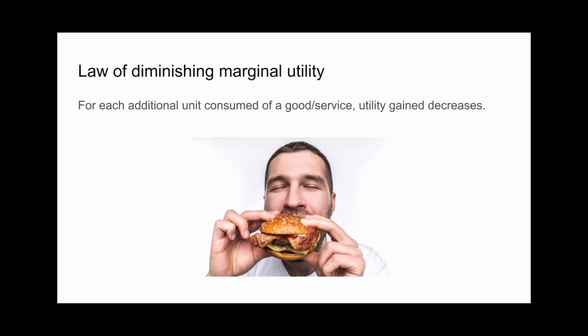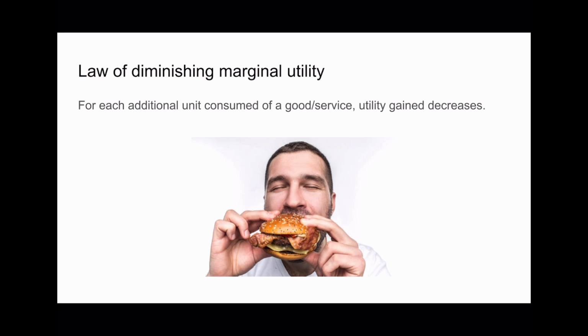Now, we have a man eating a burger on the screen, right? We can take this as an example, right? If I'm really, really hungry, the utility I'll get from the first burger or the first unit of a burger that I consume will be really high because it will make me less hungry, right? And maybe for the second burger, it will be a little bit less. But as I continue to consume more and more burgers, right, the utility I get from it will decrease as I consume more and more because I'll get more and more full over time, right? So that's essentially the law of diminishing marginal utility.